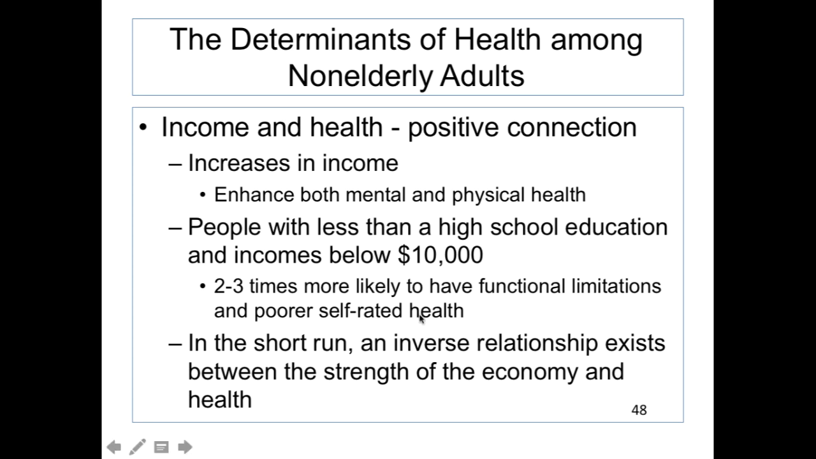If we look at income and health, we know there is a positive connection between increasing income and health; of course, it enhances both mental and physical health. And we know that people with less than a high school education and an income below 10,000 are, very specifically, 2.3 times more likely to have functional limitations and poorer self-reported health. So we already know there is a positive relationship between health and education, but we wanted to quantify that, and then we have the numbers here.